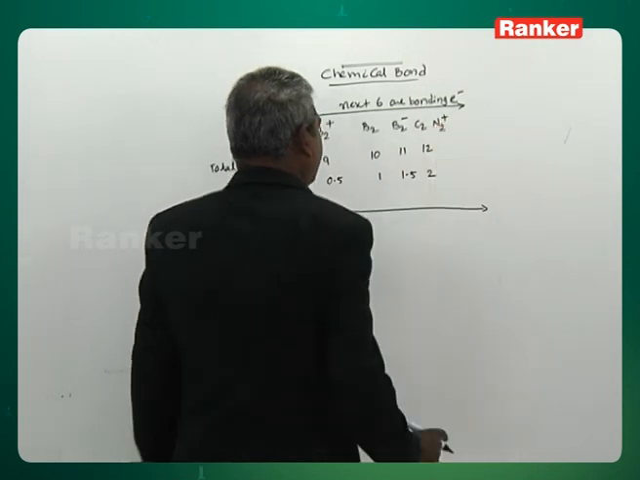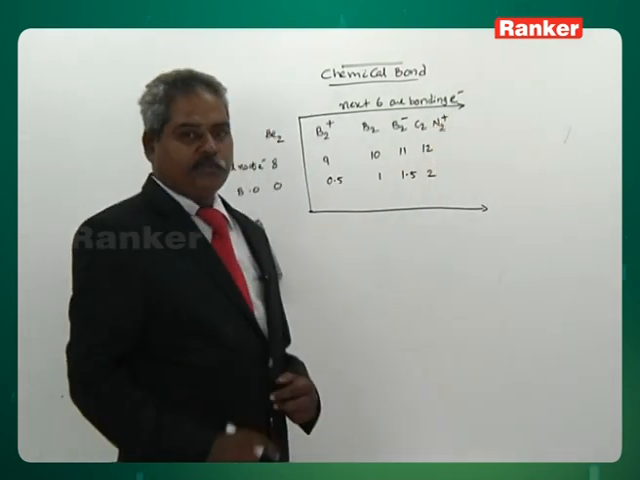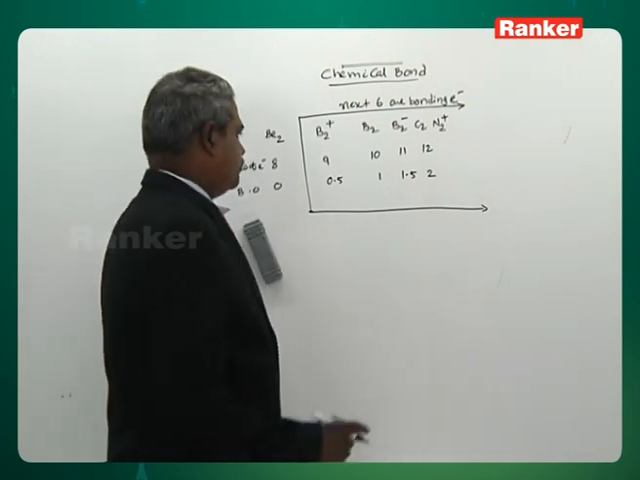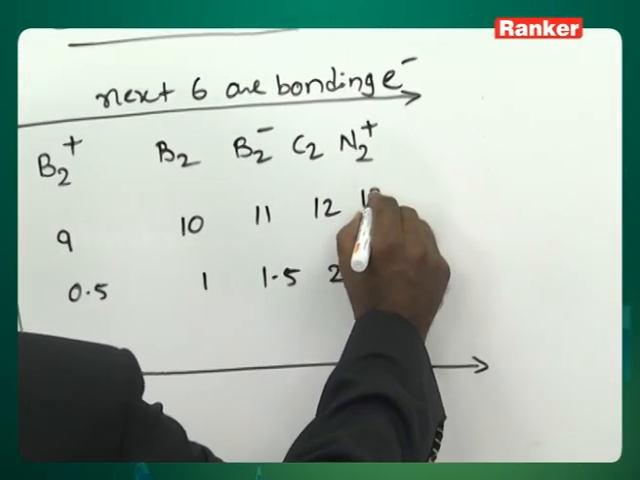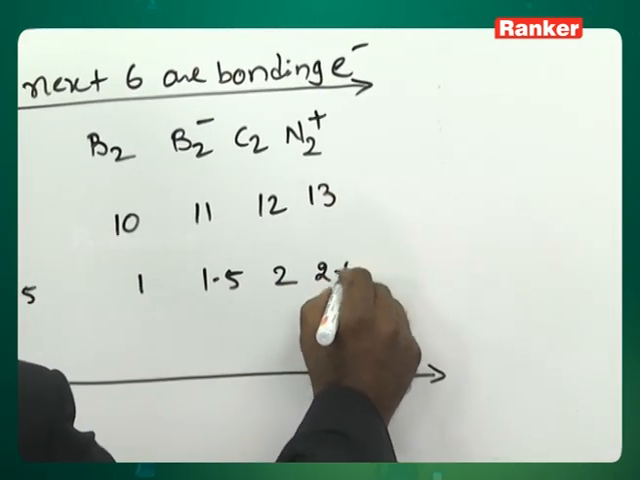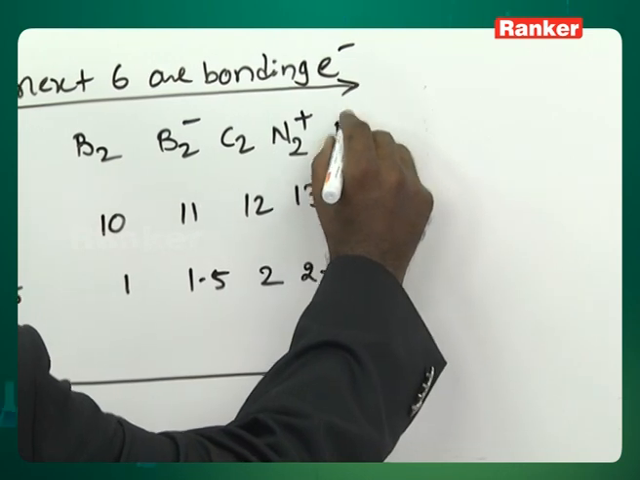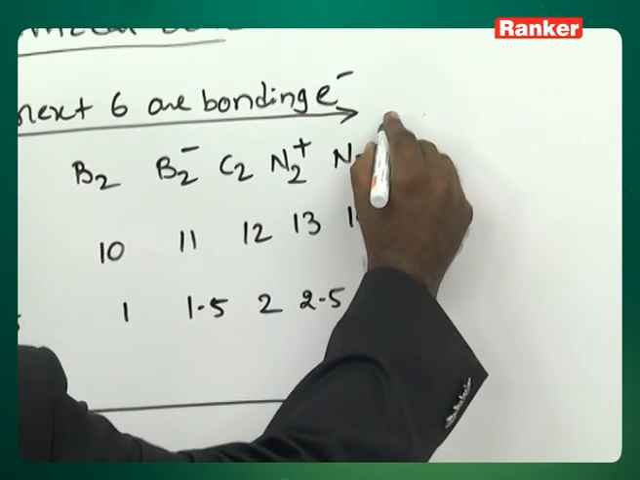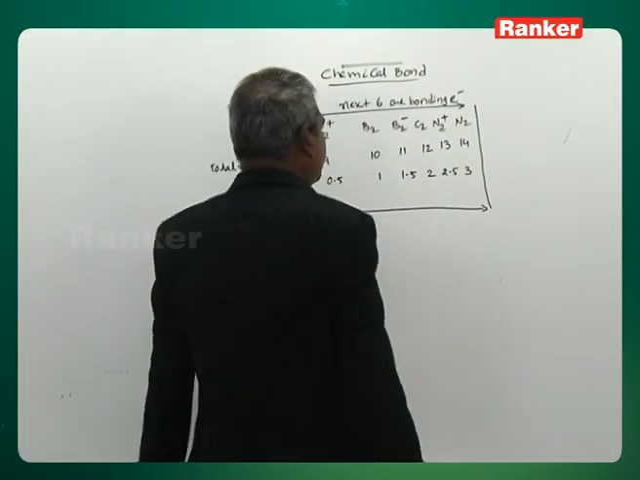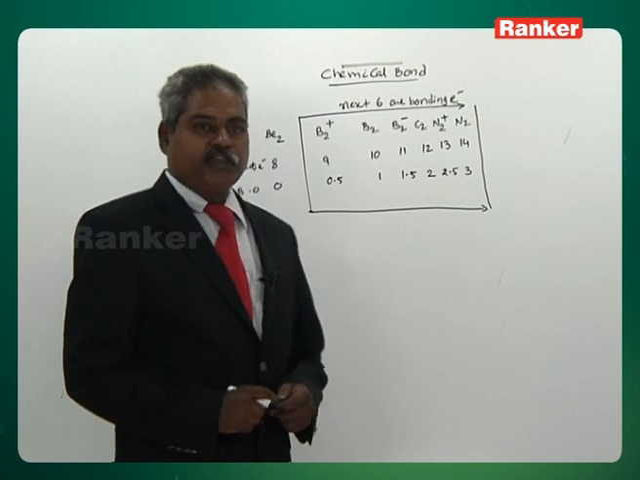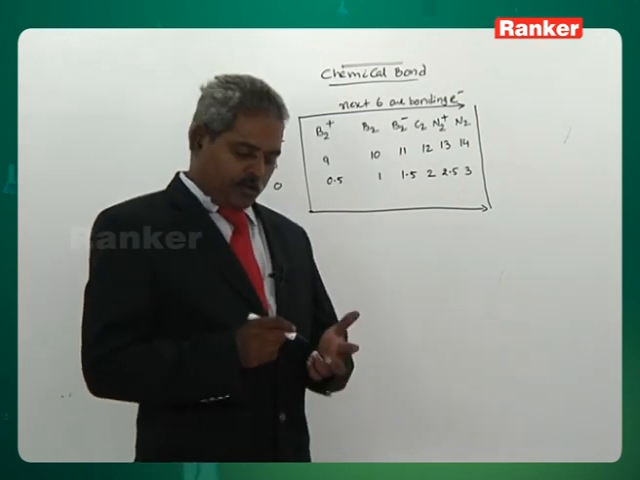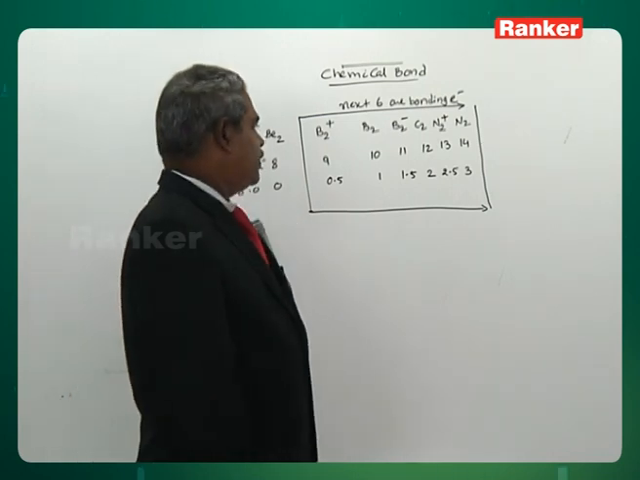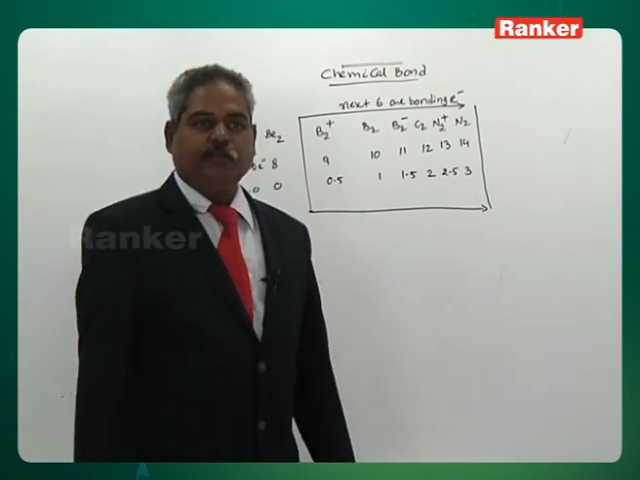N2 plus. What do you mean by N2 plus? N2 plus means removing 1 electron from a nitrogen molecule. The total number of electrons is 13, and the bond order is 2.5. For N2, 14 electrons, the bond order is 3. So the bond order peaks at 3 at 14. The maximum bond order is 3, and you know the bond order in any molecule cannot be more than 3. Between no two atoms can you see more than 3 bonds.